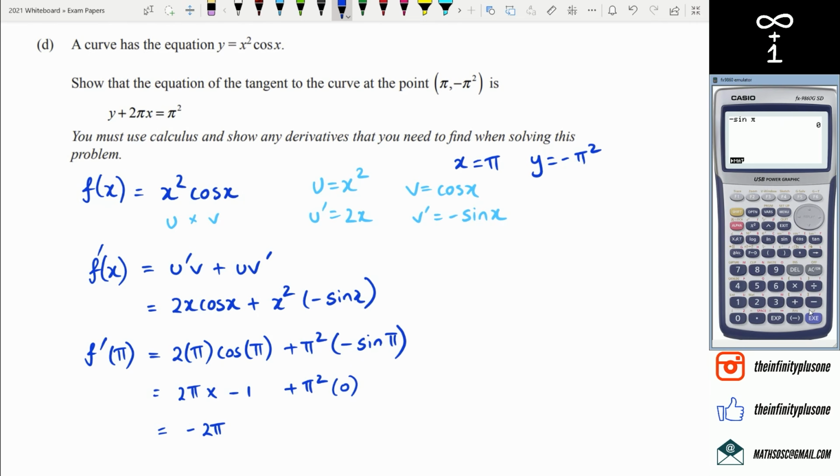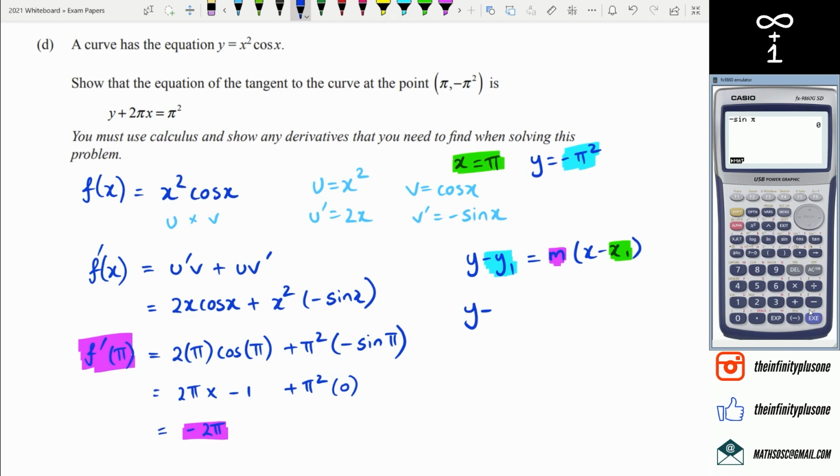And now it's just a matter of putting all of this into a straight line equation. Now a straight line equation is y minus y1 equals m times x minus x1. And we have all the points. We have our gradient, which happens to be minus 2 pi, because that's what the gradient is at pi. We have x1 value, which is pi, and then we also have the y1 value, which is minus pi squared. So putting it all together, we're going to get y minus negative pi squared equals negative 2 pi multiplied by x minus pi.